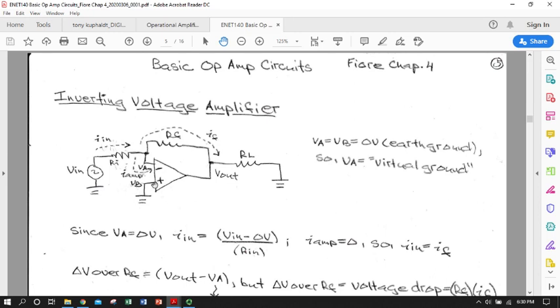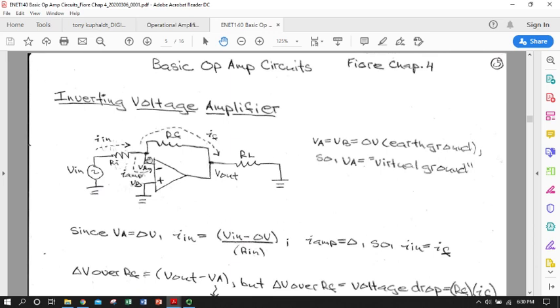If we define the voltage at the non-inverting terminal as V sub B, we know that V sub B and V sub A are the same. Well, V sub B is at earth ground. So if V sub B and V sub A are the same, and V sub B is at earth ground, V sub A is at effective ground. It's not a true earth ground because it does go through the op amp, but it is equal voltage to V sub B by a function of the idealized op amp. So we call this a virtual ground, and it actually has a different symbol.